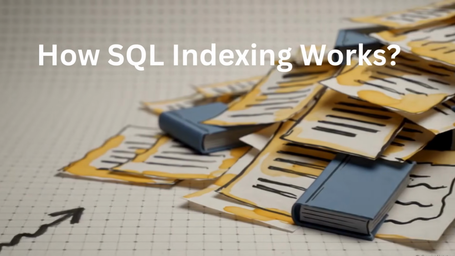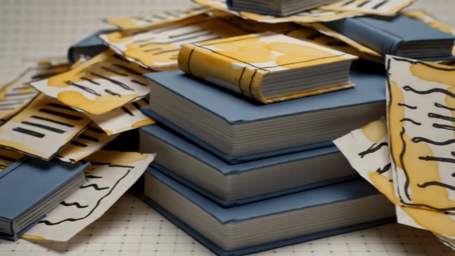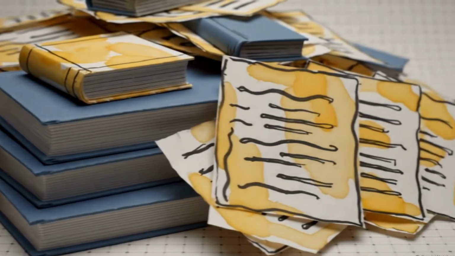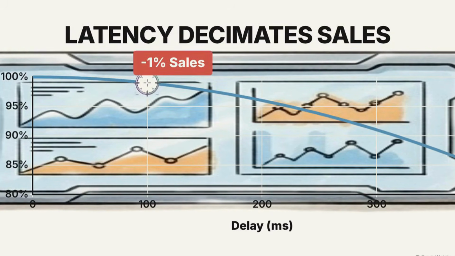Every single millisecond counts. In modern digital infrastructure, latency is the silent friction that is slowing everything down. This chart shows exactly how expensive that friction gets. Amazon tracked this metric and found that a delay of just 100 milliseconds, a tenth of a second, cost them 1% of their total sales.